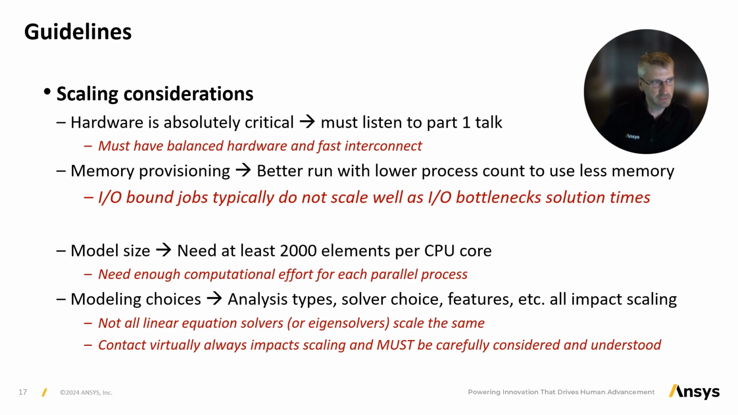And so our general guideline is that you need at least 2,000 elements per CPU core in order to achieve meaningful scalability. If you don't have enough computational effort on each MPI process, then the scaling will be limited.